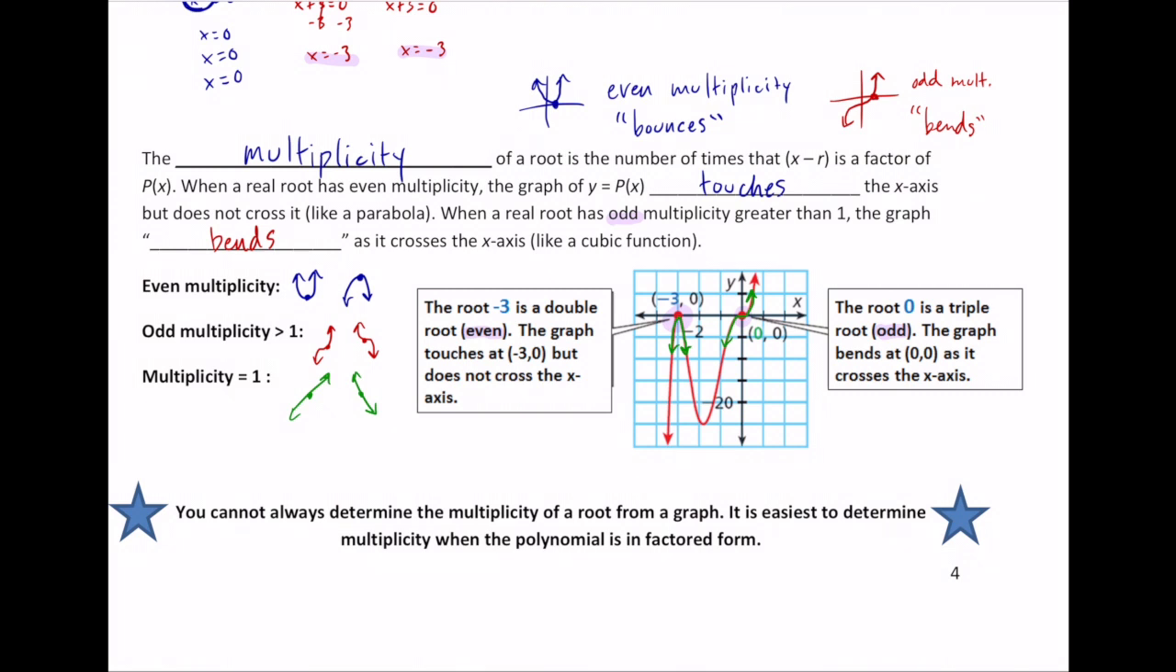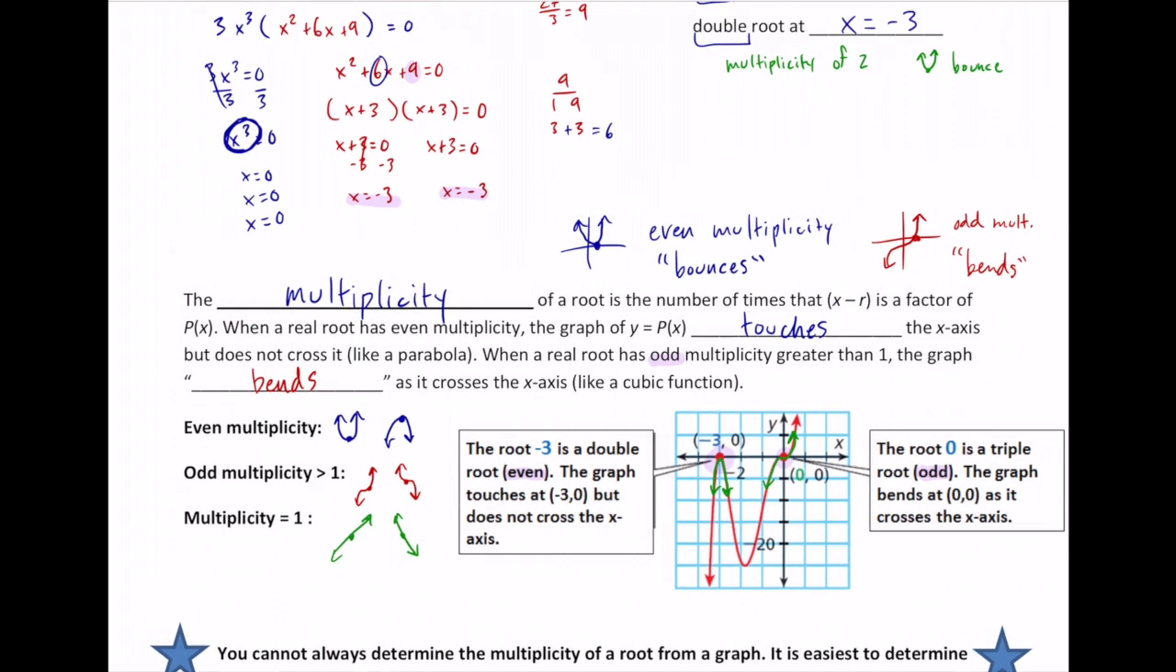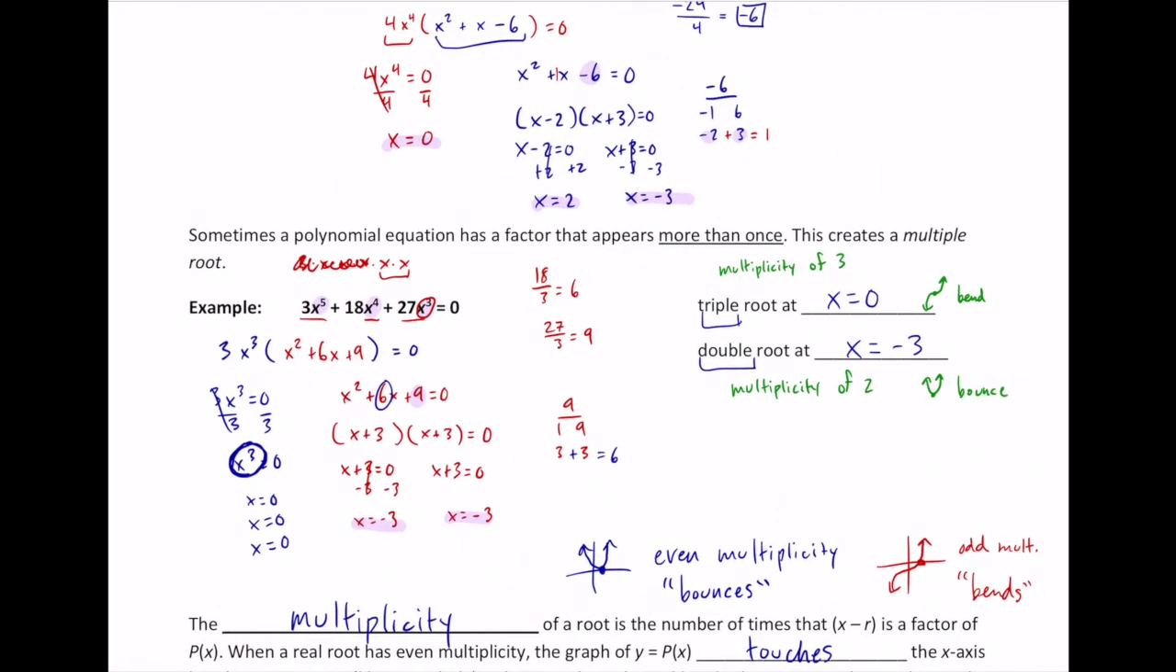But sometimes we can't say for sure what the multiplicity is from a graph. The surefire way to know is by factoring. So like we did up here. I can totally determine the multiplicity of a polynomial by factoring it. So here I know that I had a multiplicity of 2 because I had the same exact answer twice, and a multiplicity of 3 because I had the same exact answer 3 different times.